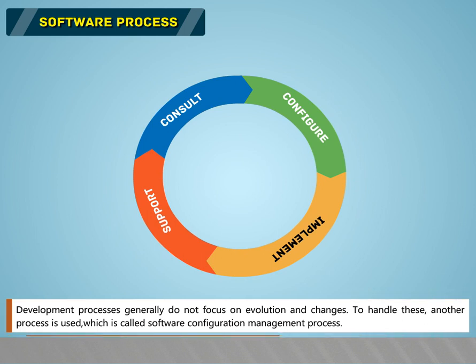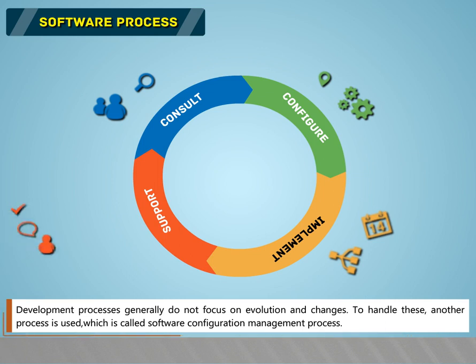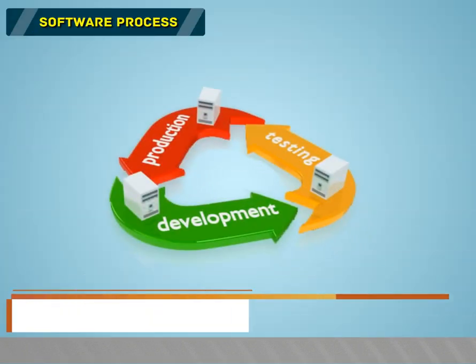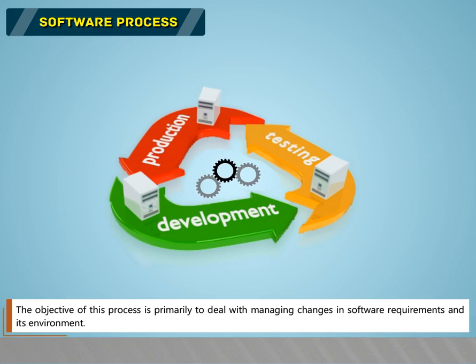Development processes generally do not focus on evolution and changes. To handle these, another process is used which is called software configuration management process. The objective of this process is primarily to deal with managing changes in software requirements and its environment.